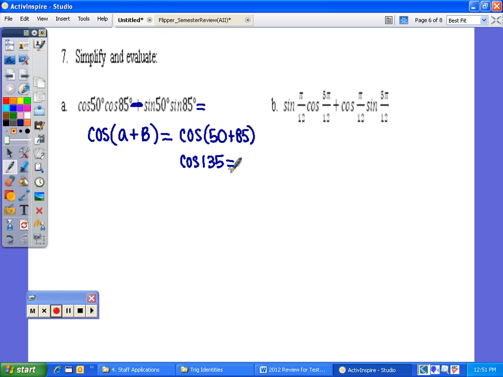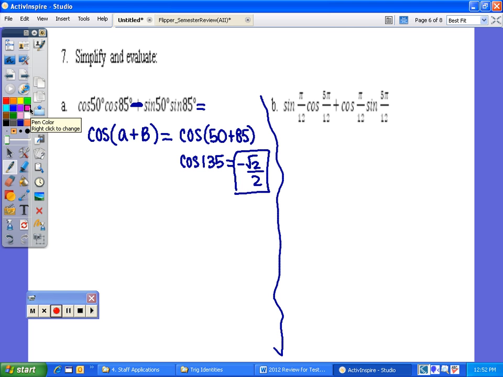So I'm done simplifying. So now evaluating means get the answer. So the cosine of 135, that's your second quadrant. 135's reference angle is 45. So that means it's the same answer as 45, but in the second quadrant, cosine is negative. So it would be negative square root of 2 over 2. The next one is in radian form, but it's still the same thing.